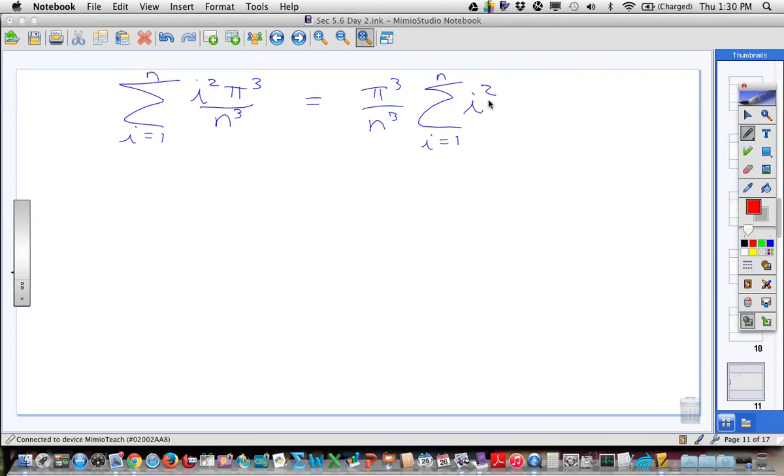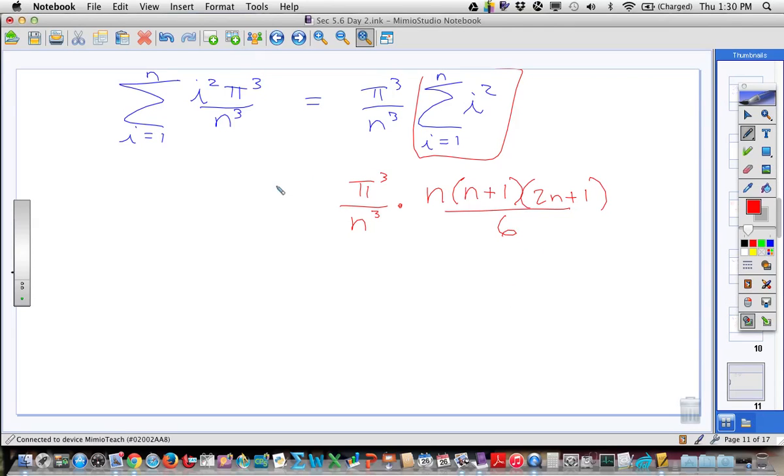And so the formula for the sum of i squared, we know is n. So, okay, so I got pi cubed over n cubed. And then the formula for i squared was n times n plus 1 times 2n plus 1, because we don't have numbers we can plug in there, right? Because it's actually n up here instead of 100 or 4 like we did earlier. All over 6.